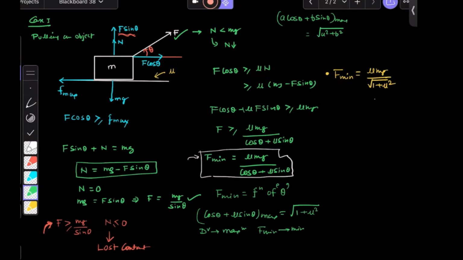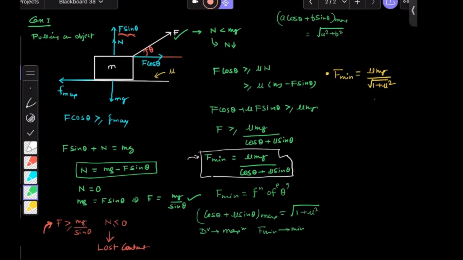Why is N taking place, sir? Normal contact force. What is the maximum friction force? Limiting friction, mu times normal contact force. Last class, remember? Got it? Okay. Copy, I'm waiting. After copying, tell me.